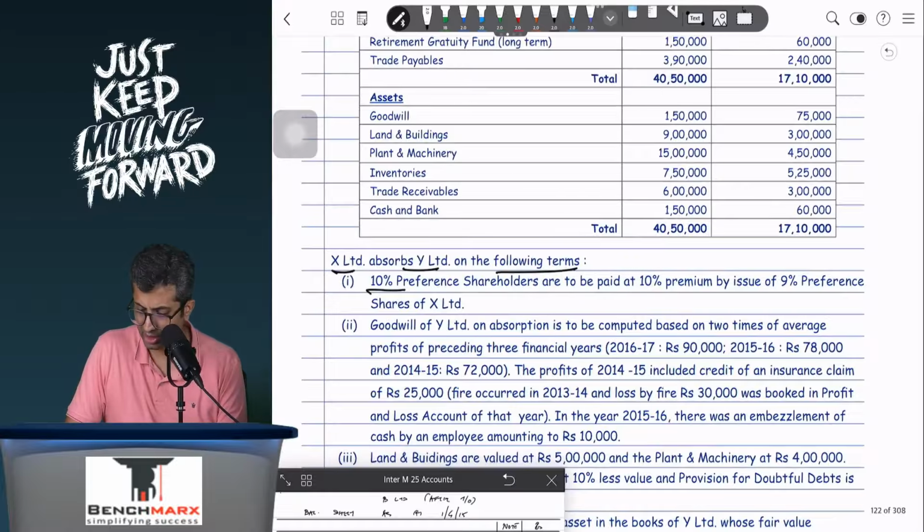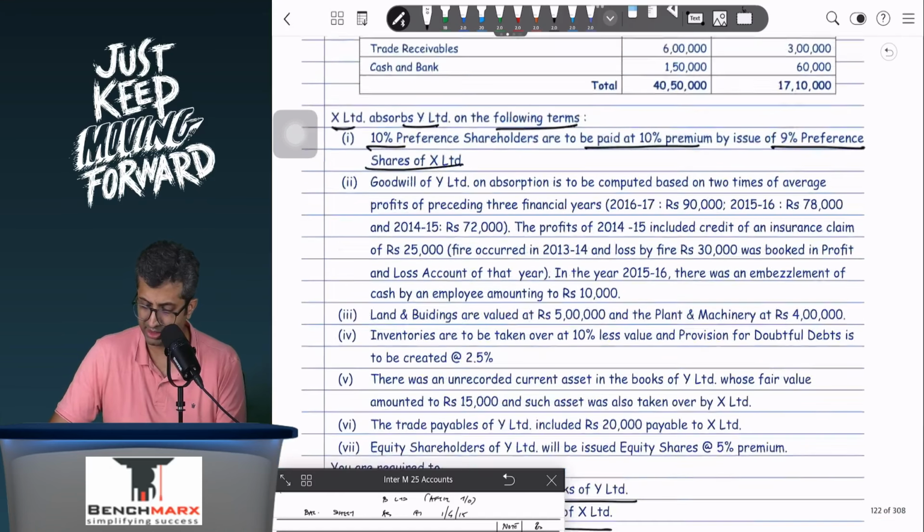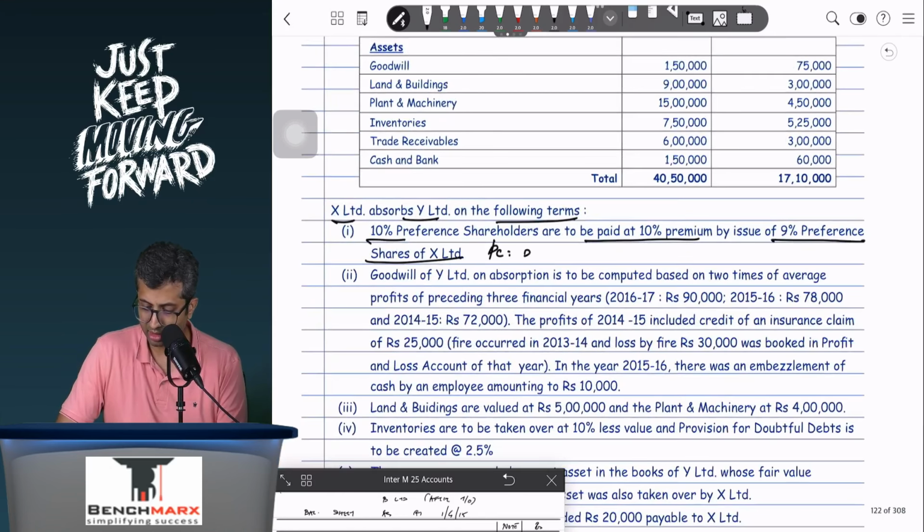10% preference shares are to be paid at a 10% premium by issuing 9% preference shares of X. So these are preference shares to be paid at a 10% premium. So can I say this will be a part of PC at 3,30,000. Next, goodwill of Y on absorption is to be computed based on 2 times of the average profits of the preceding 3 financial years.